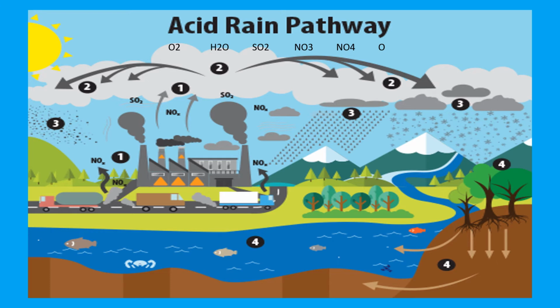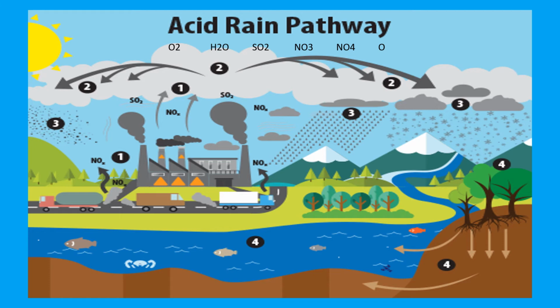And what happens, if we follow this handy dandy chart here, is that we get trace amounts of H2SO4 as well as other acids, and they, just like a normal cloud, will form clouds, condense into rain, snow, sleet, and rain down on the environment.